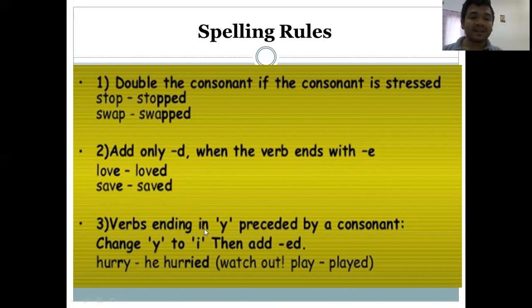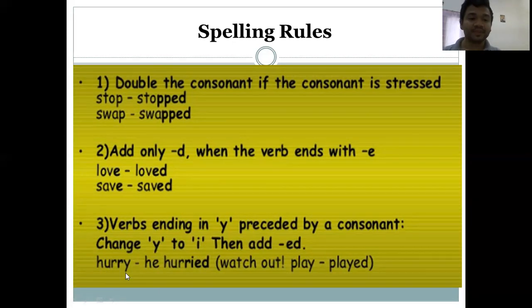Now, for those verbs ending in Y preceded by a consonant, when you say vowels, we have A, E, I, O, U. These are vowels. So the remaining letters are what we call consonants. Okay, so for verbs ending in Y preceded by a consonant, change Y to I, then add ED. As simple as that. Again, change Y to I, then add ED.